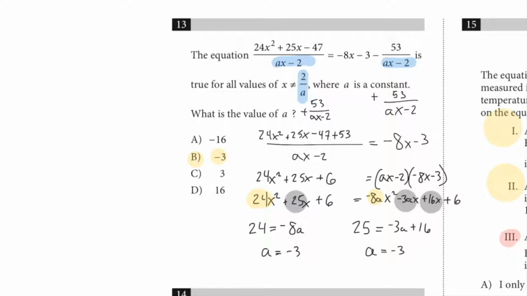Question number 13 probably contains the most complicated algebra here, and it's complicated by the fact that you've got this fraction right here, all this over ax minus 2. The only thing that saves you, that makes it a little easier, is the fact that there are common denominators already.